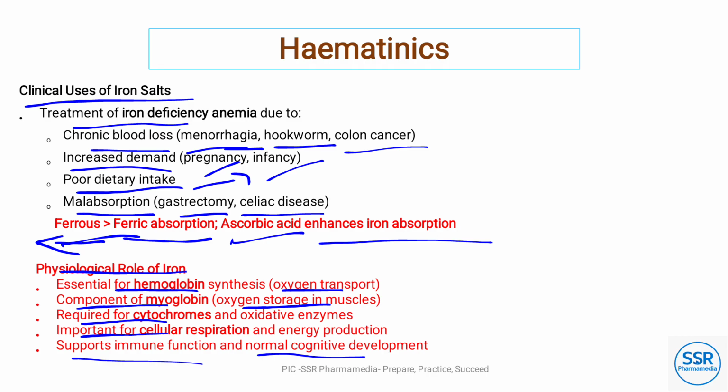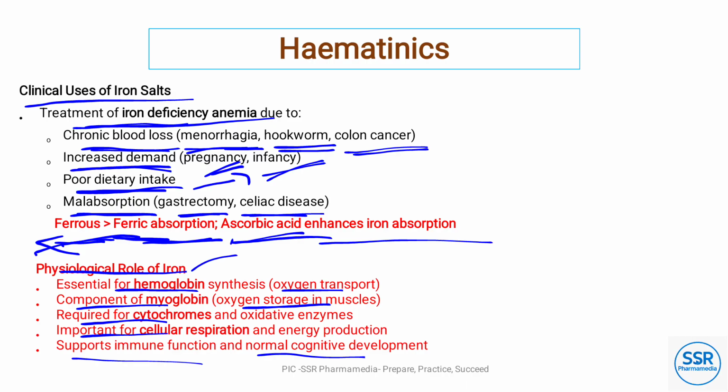So clinical use of iron salt: treatment of iron deficiency anemia due to chronic blood loss, menorrhagia, hookworm, colon cancer, and increased demand in pregnancy as well as infancy, poor diet intake, malabsorptions like gastrectomy, celiac disease. Iron is absorbed in the ferric form and it's converted into ferrous form. So ferric form absorption increases in the presence of ascorbic acid.